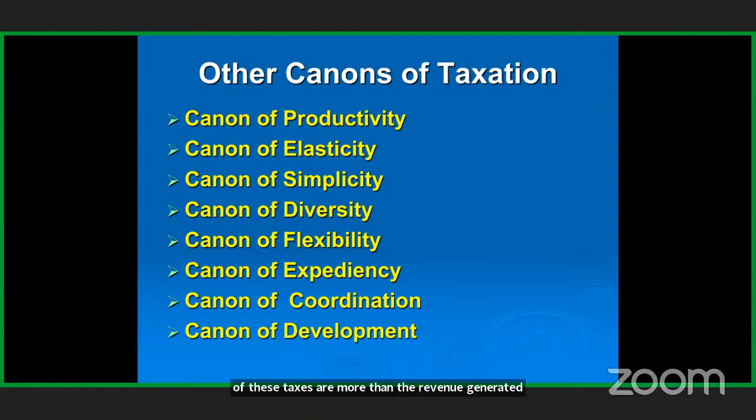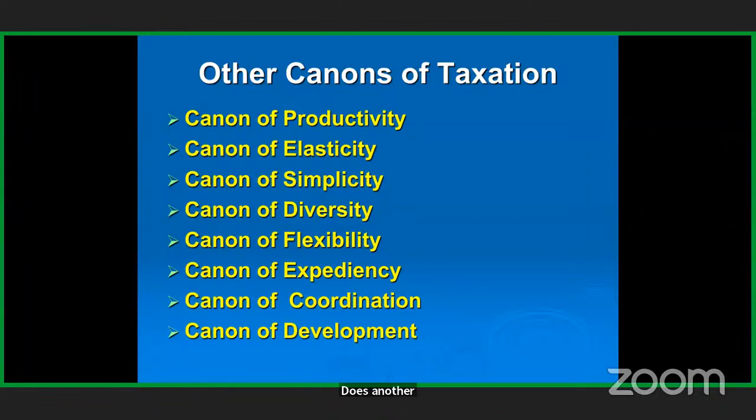So the canon of productivity assumes that taxation should encourage the productive effort of the people. It should not discourage production. It means that a tax should act as an incentive to produce more. Thus, another canon is the canon of elasticity.